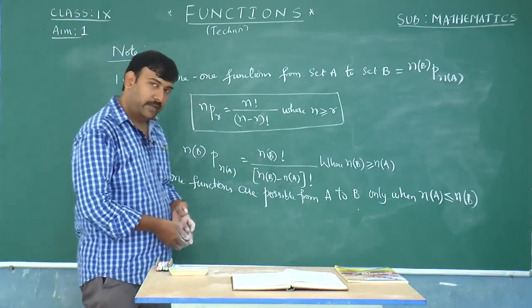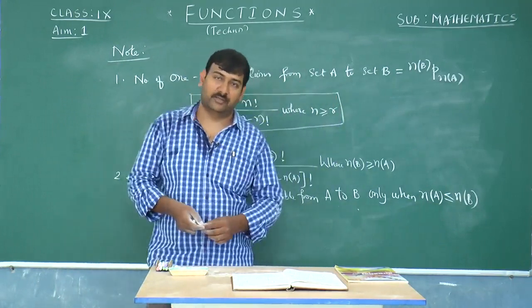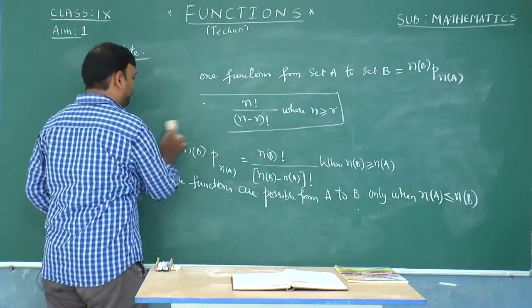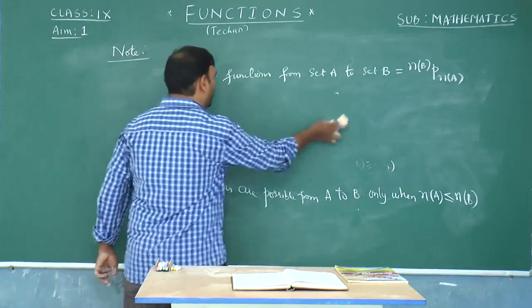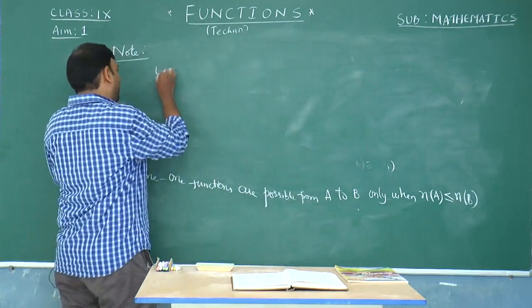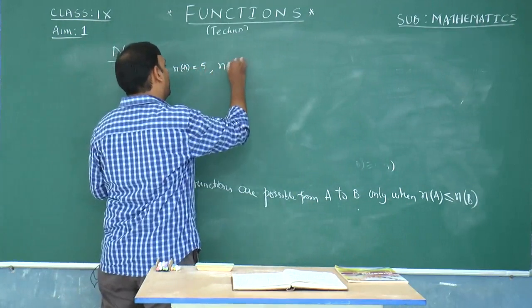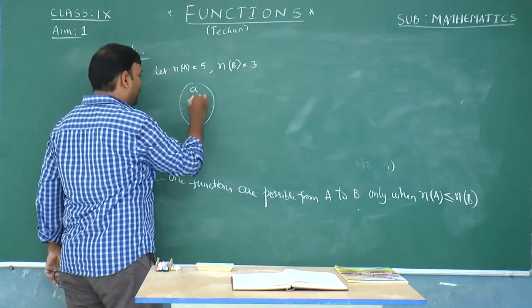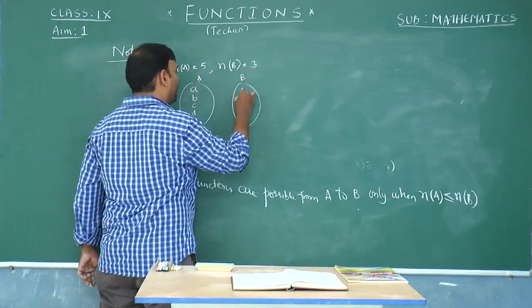In case A contains more elements than B, is there any possibility of getting one-to-one functions? Let me test this by example. Let us suppose that n(A) is equal to 5 elements and n(B) is equal to 3 elements. Say I take A as a, b, c, d, e, and B as only 3 elements, say 1, 2, 3.